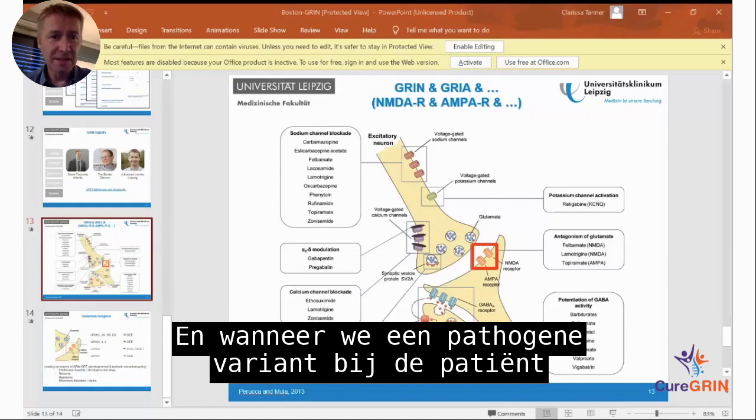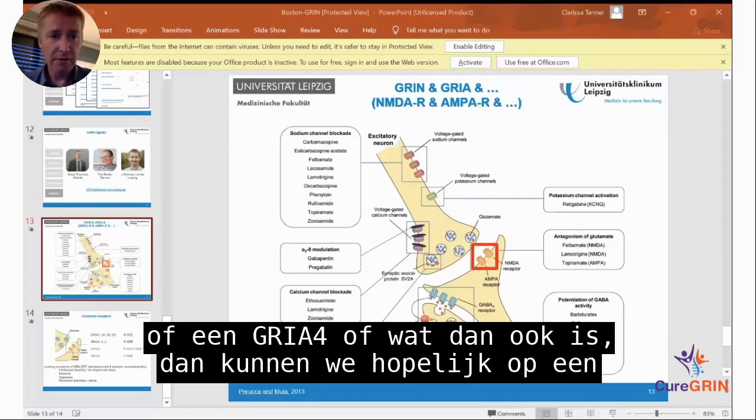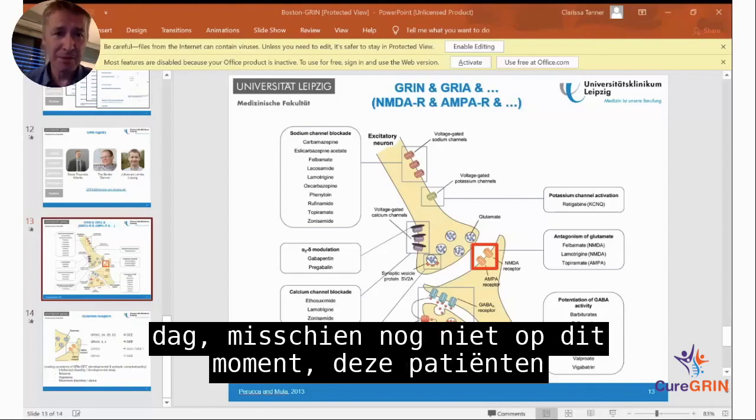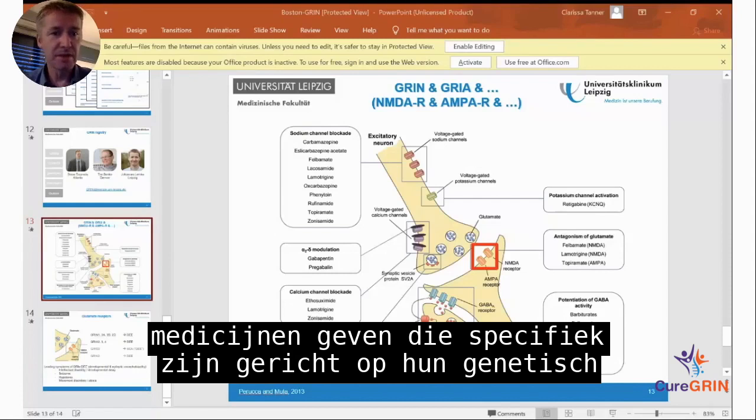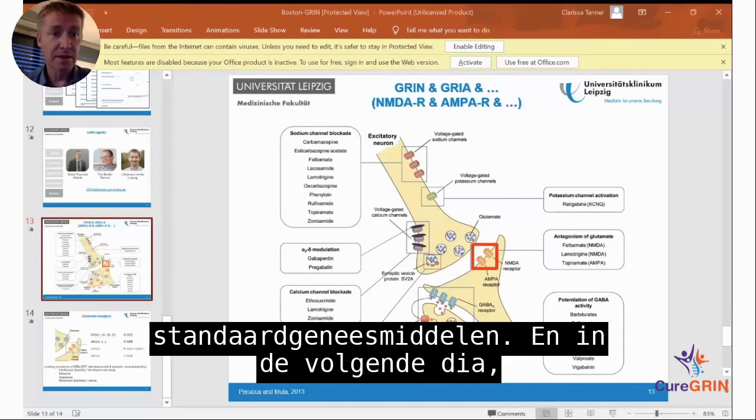And when we identify a pathogenic variant in a patient and know that it is a GRIN-1 patient or a GRIN-2B or a GRIA4 or whatever, then we hopefully will be able one day, maybe not right now yet, to give these patients drugs that are specifically targeting their genetic defect and will help them much better than other standard drugs.